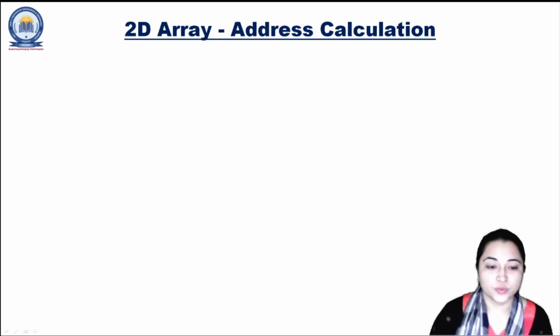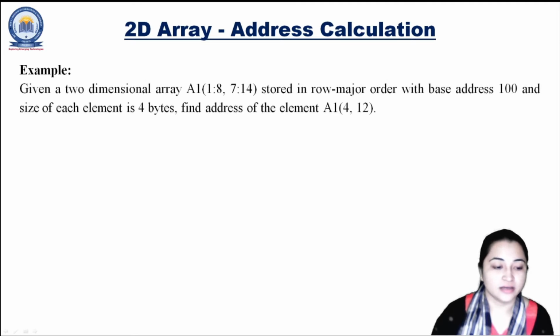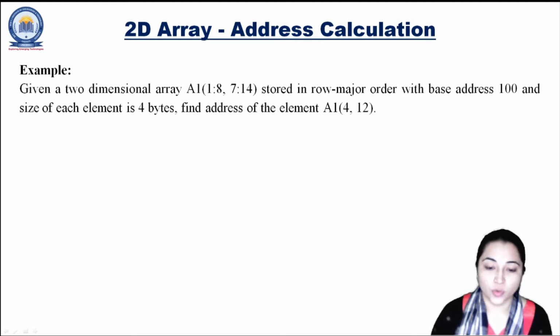Let us continue with the 2D array address calculation. Let us see one more example. Given a two-dimensional array with rows ranging from 1 to 8 and columns ranging from 7 to 14, stored in row major order with base address 100 and size of each element 4 bytes, find the address of the element which is stored at index 4 and 12.